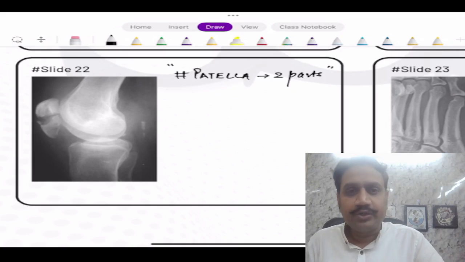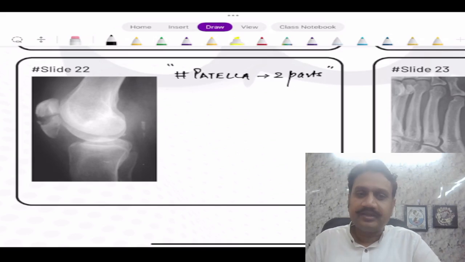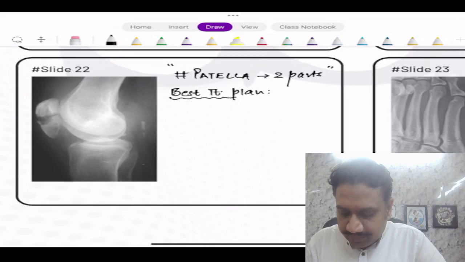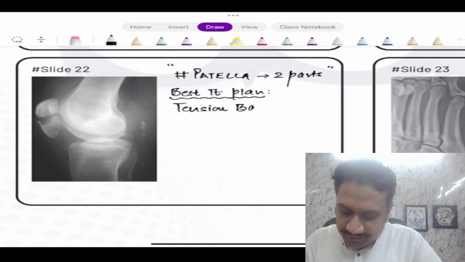And if they ask you what is the best management for this condition, what is the best treatment plan for this condition? What do you suggest? The best treatment plan is tension band wiring.